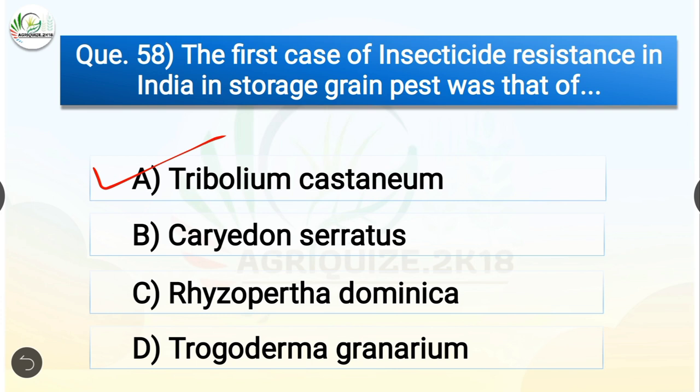Insecticide resistance in India in a storage grain pest was first reported in the flour beetle Tribolium castaneum in 1971 against DDT and Malathion.